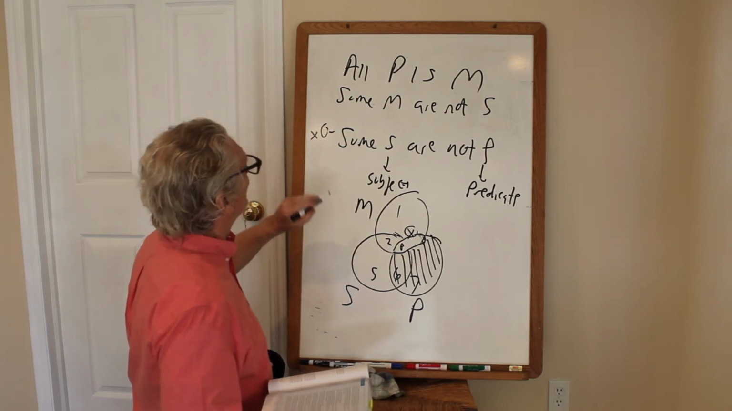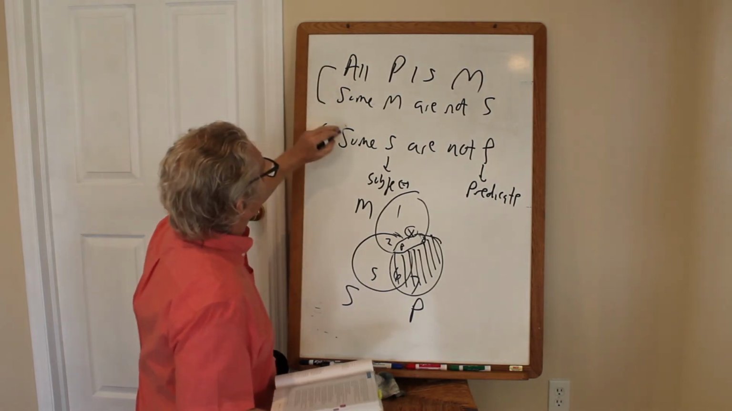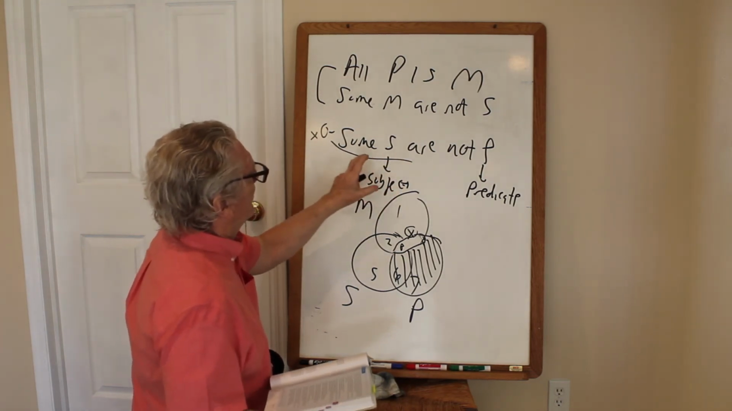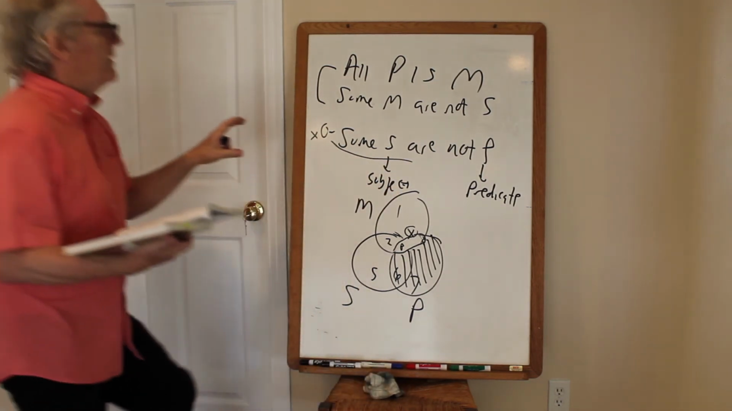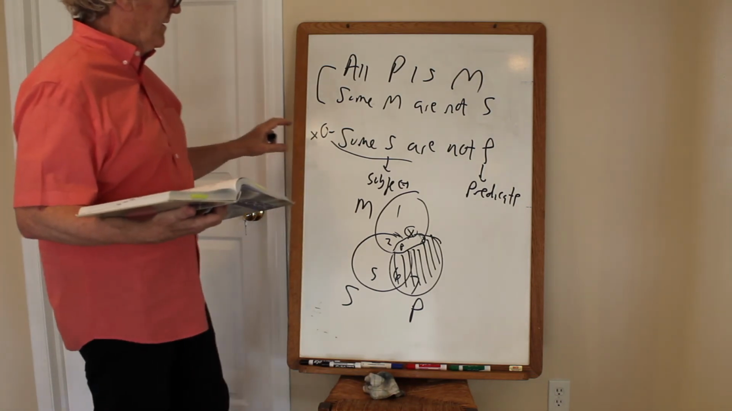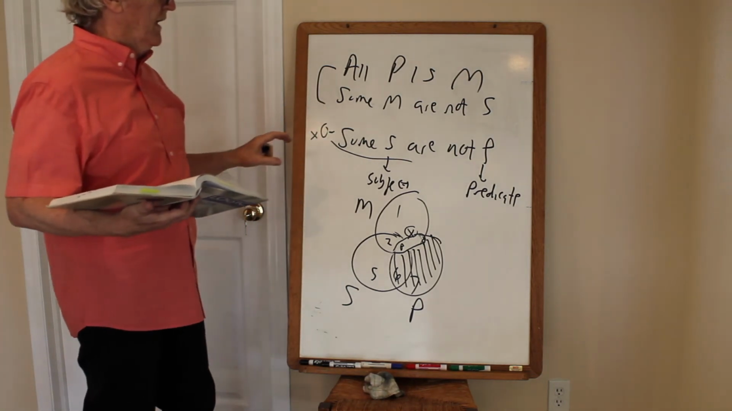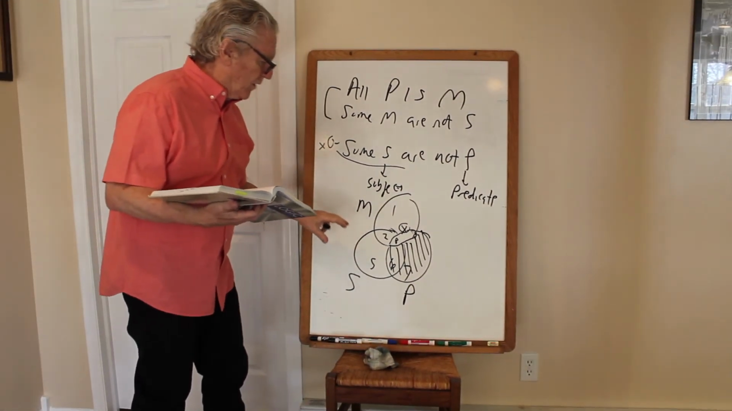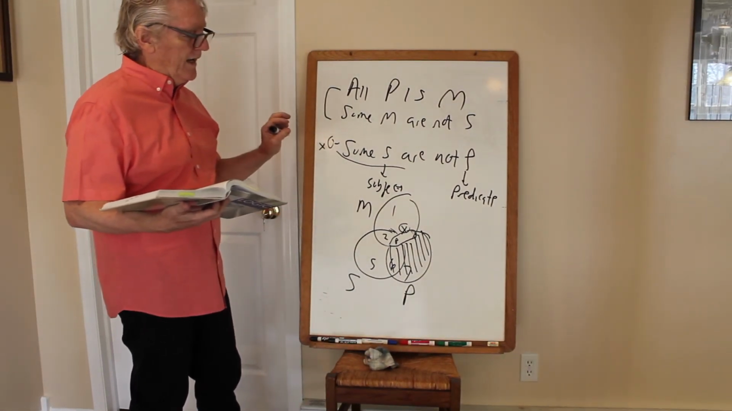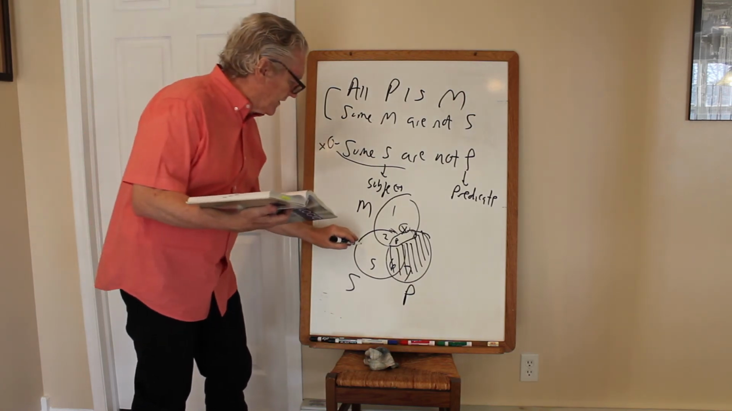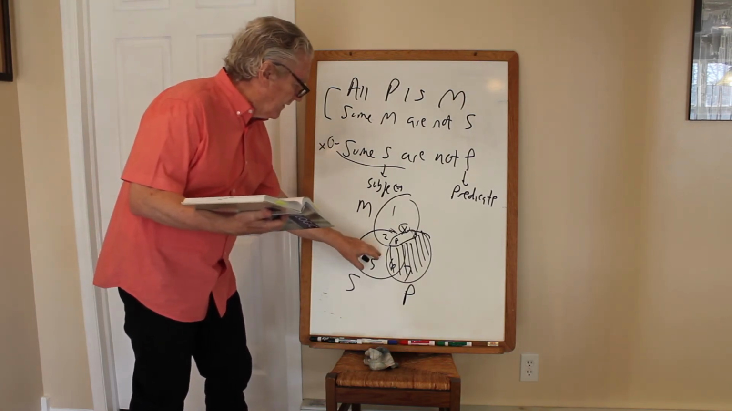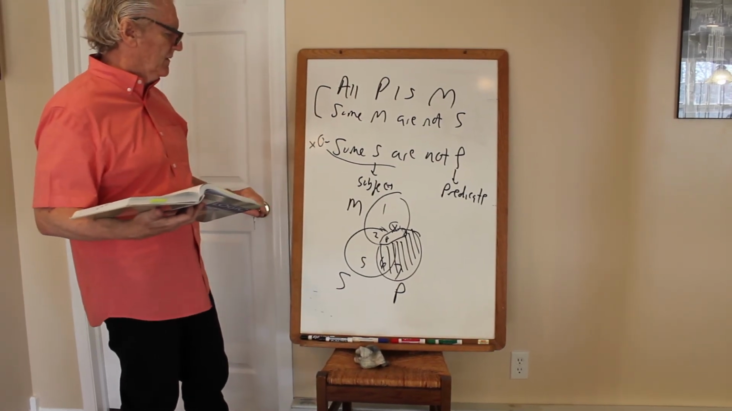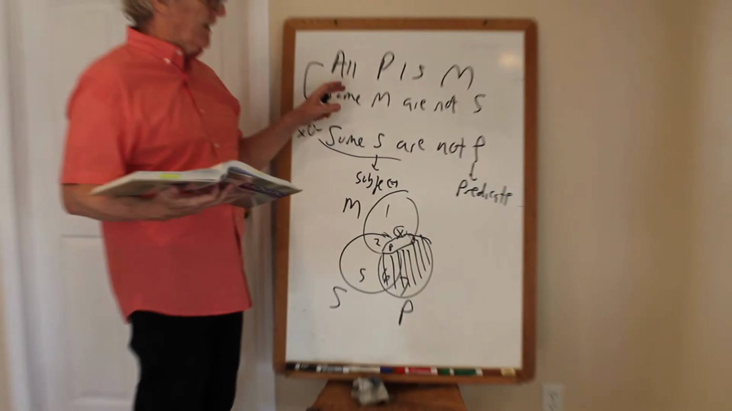Now, after you've drawn the two premises, you then have to take stock of the conclusion and say, does the diagram say what that conclusion says? The conclusion says some S are not P, which says to me there's at least one S that's not a P. Does that diagram say that? The only way it could is if we knew there was something in that S circle that was not in the P circle. We don't know that. We haven't been given that up above.